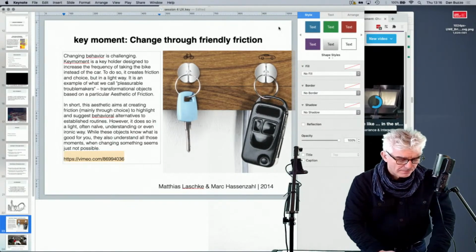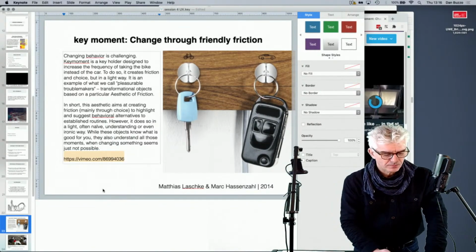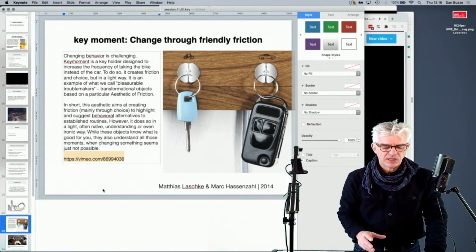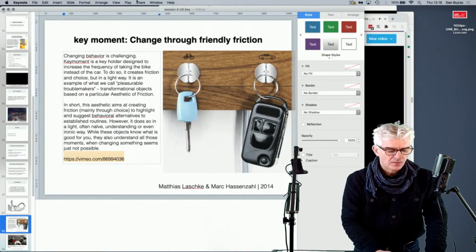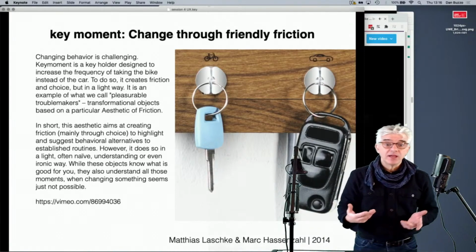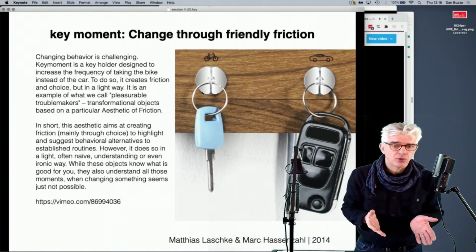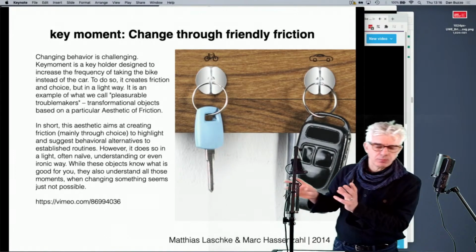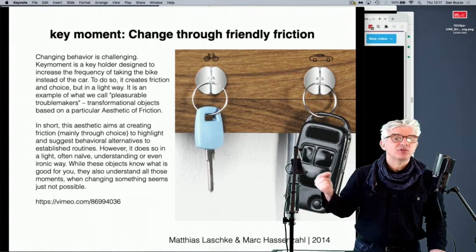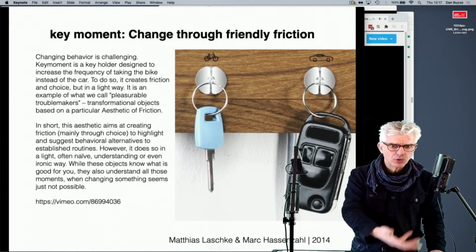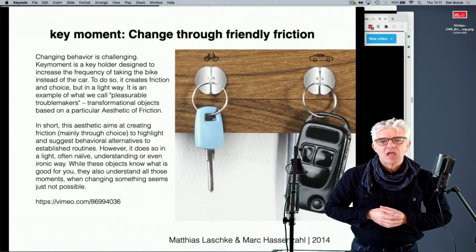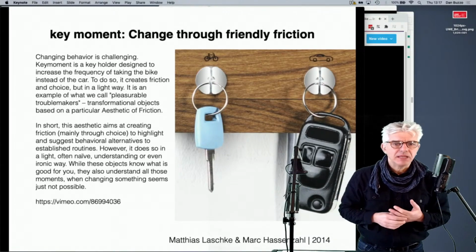So that is Key Moment from Lashko and Hassanzal. And there are several other fantastic projects that are thought-provoking, that are beautifully executed. And this is a prototype of an idea, not for a trademarkable product that we're proposing to sell, though potentially you could take this through a number of iterations and take it to market. And I think there'd be an interesting market.